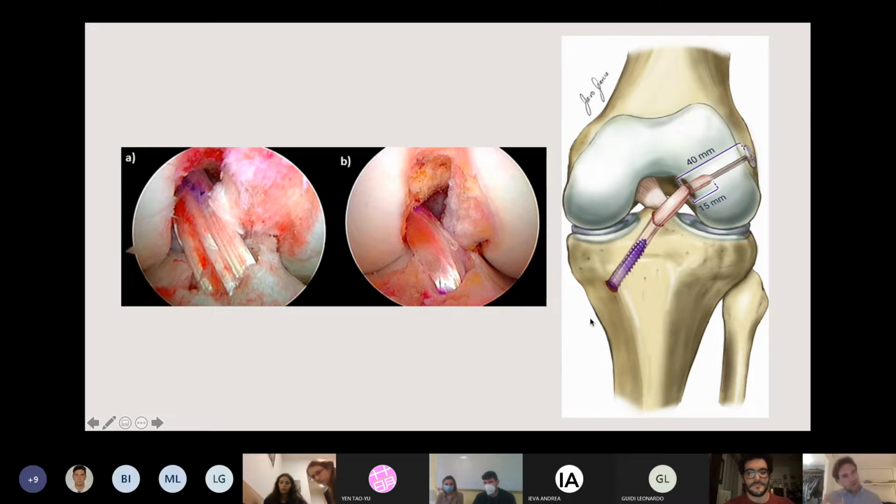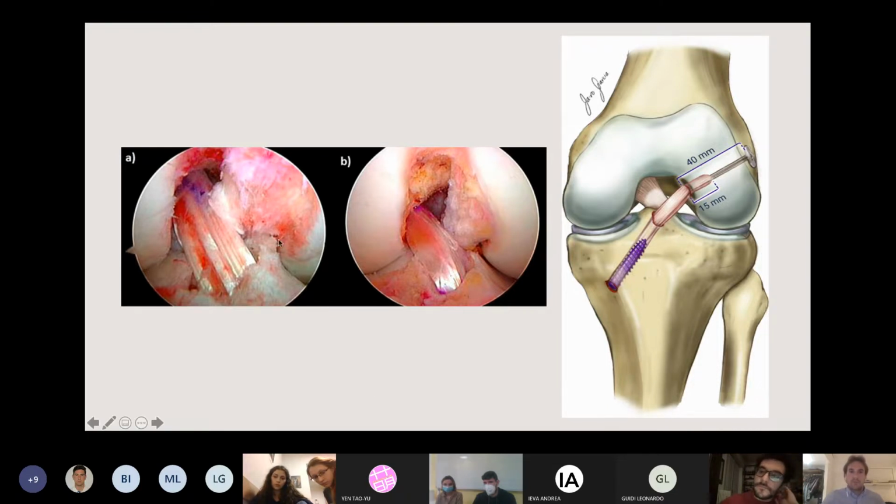With a peculiar technique using wires, very complex, you will insert the graft inside these two tunnels, and you will block the graft proximally with a button, distally with a screw, which is usually, but not always, an absorbable screw that will be absorbed in the following years.